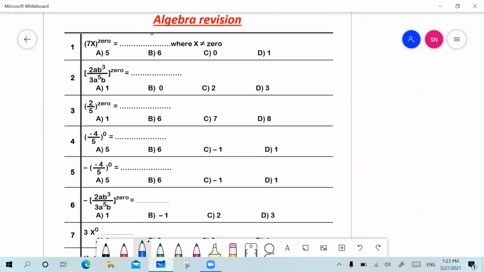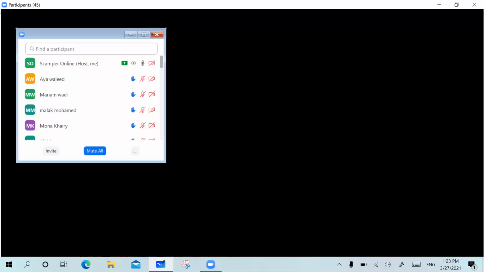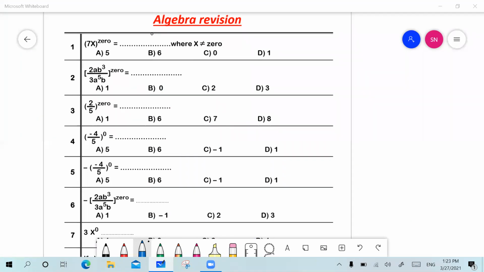Let's go now and begin with number 1. 7x to the power of 0. What's going to be the answer of 7x to the power of 0? Ali? 1. Anything raised to the power of 0 is equal to 1.